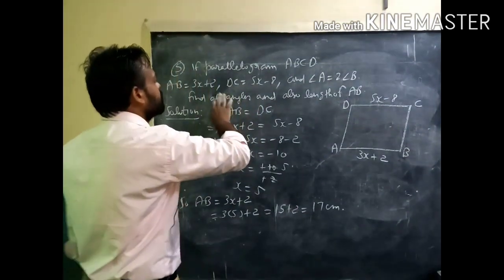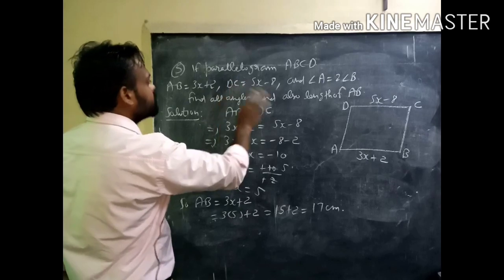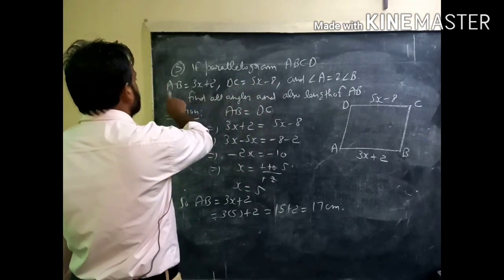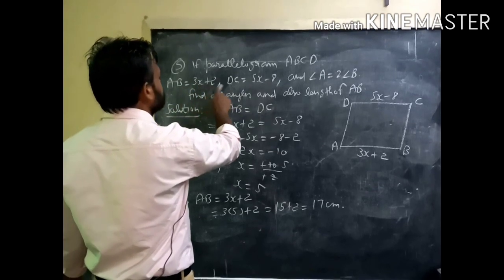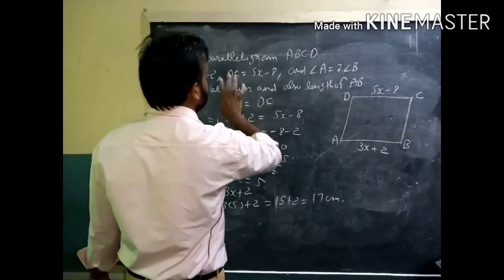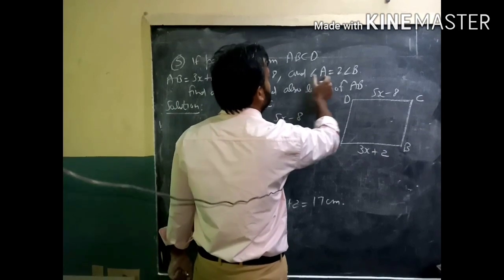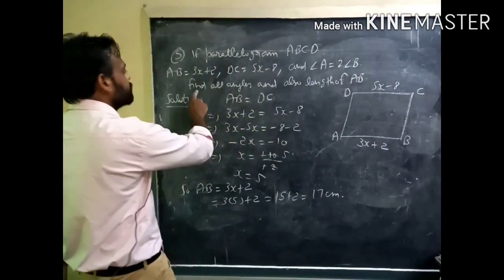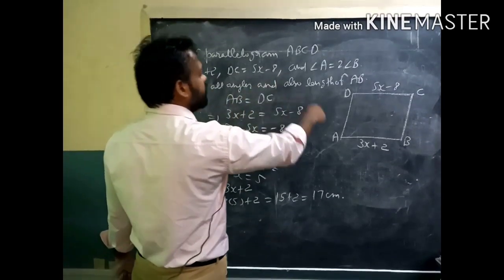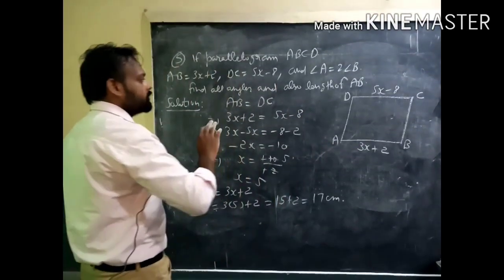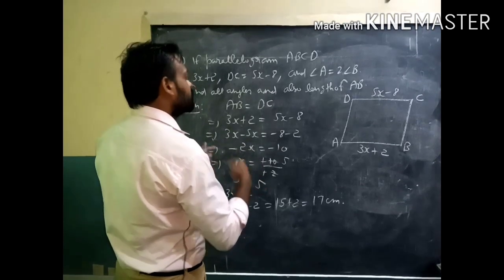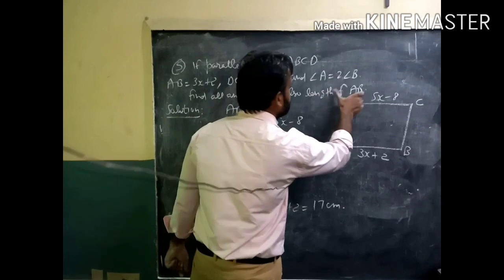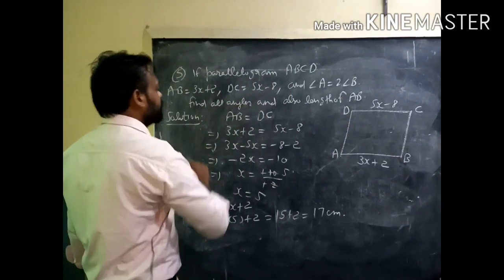In the fifth sum you can see in a parallelogram ABCD, this statement is given to us in your book. First of all, the side AB is given, that is 3x plus 2, DC is given, that is 5x minus 8, and also it is given that angle A is double of angle B. So these conditions are given to us, and we have to find the angles and also the length of AB. We have to solve this sum in two parts. First, we will find the length of AB, and after that we will solve the angles also.